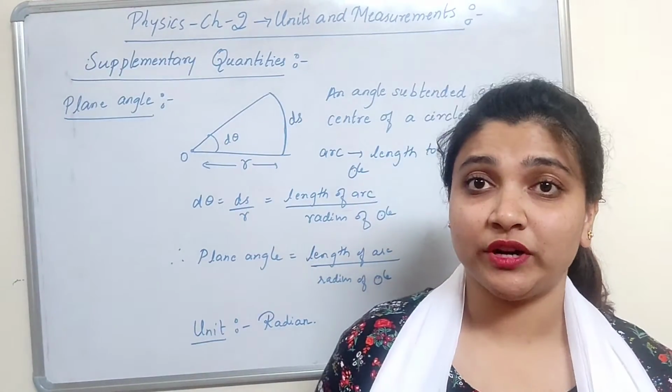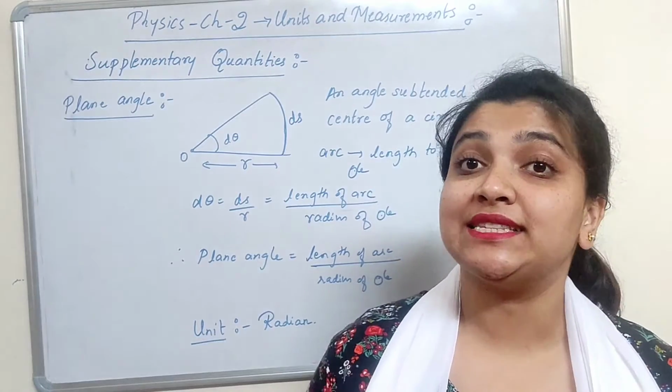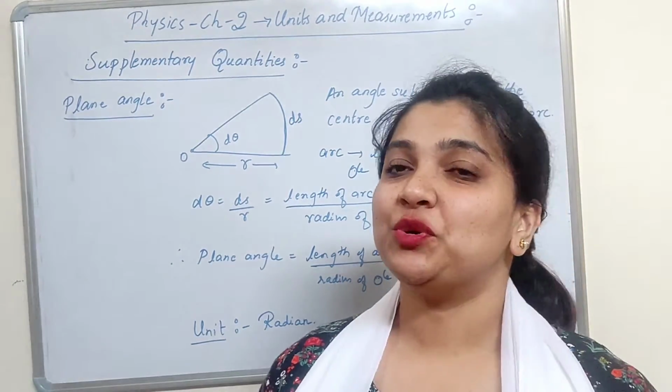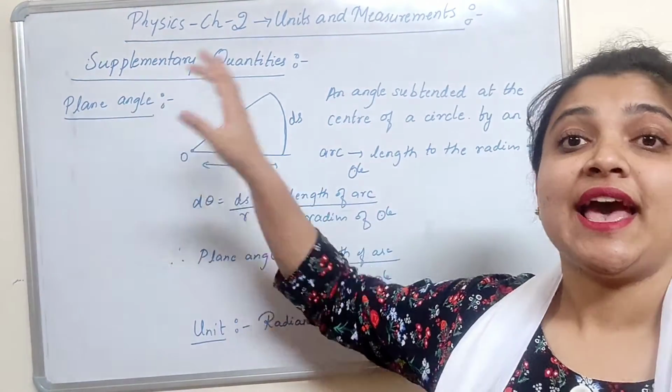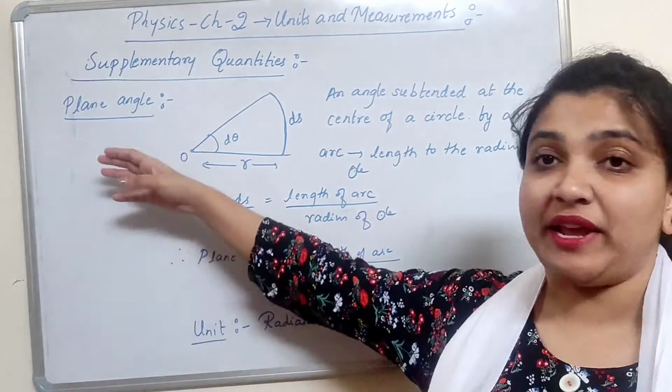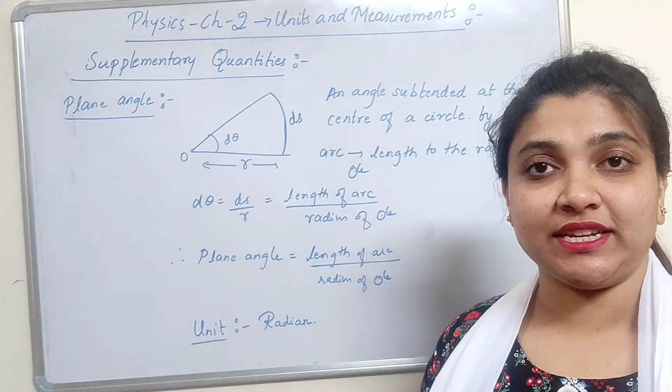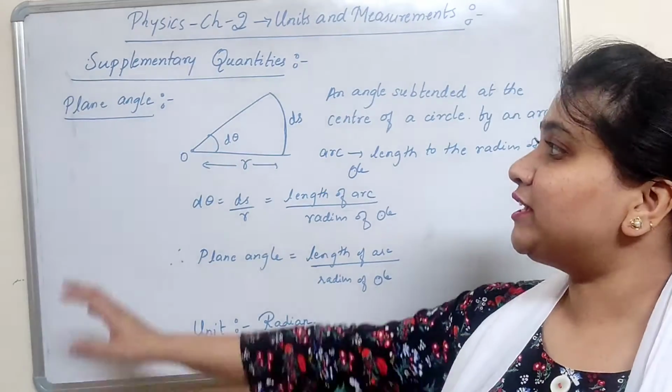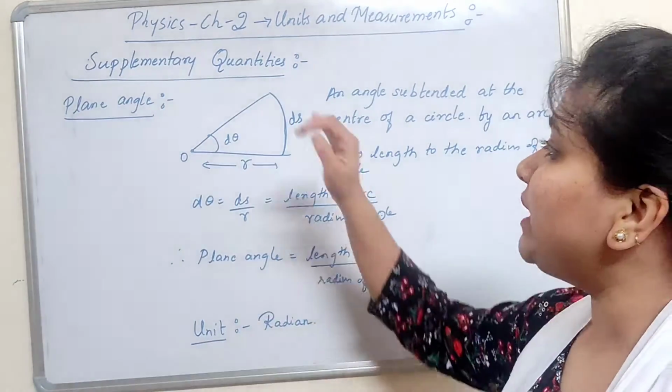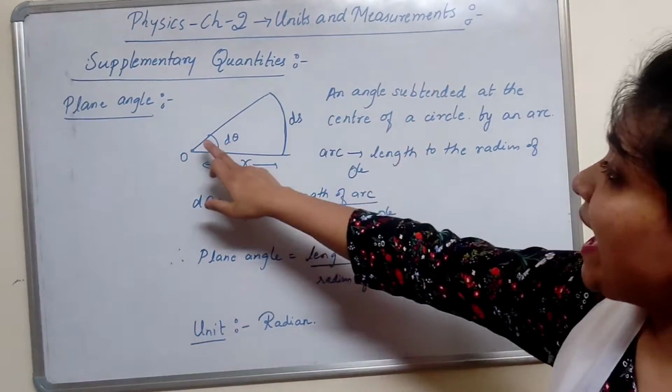In addition to fundamental quantities, we have something called supplementary quantities. Okay, so we also have supplementary quantities, and one of the supplementary quantities is plane angle. The second supplementary quantity is solid angle. Okay, so let us study plane angle first. Plane angle is nothing but an angle.